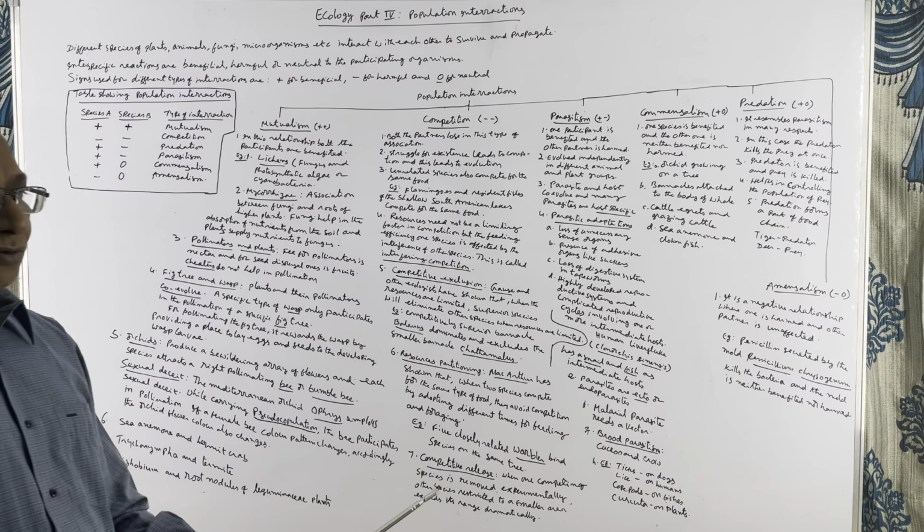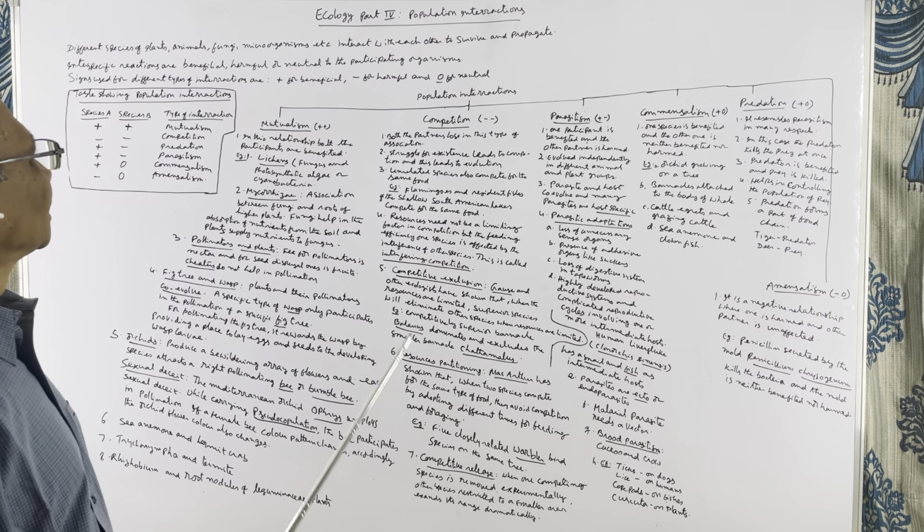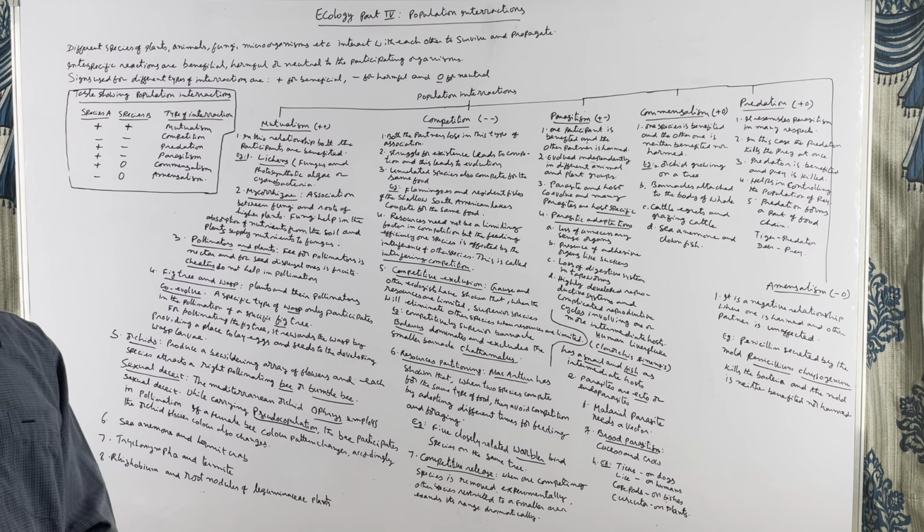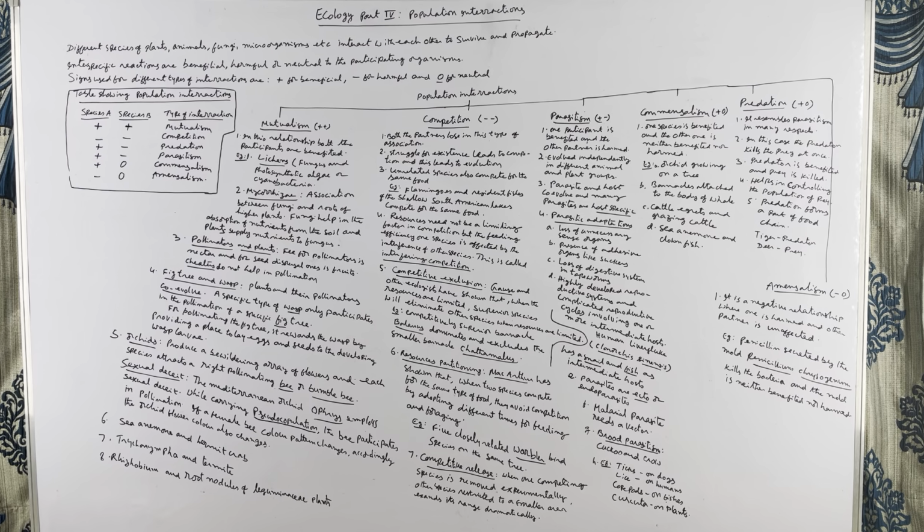The topic taken for today's discussion is Ecology Part 4, that is population interactions. Different species of plants and animals, fungi, microorganisms, etc. interact with each other to survive and propagate. So interspecific interactions are either beneficial, harmful, or neutral to the participating organisms.